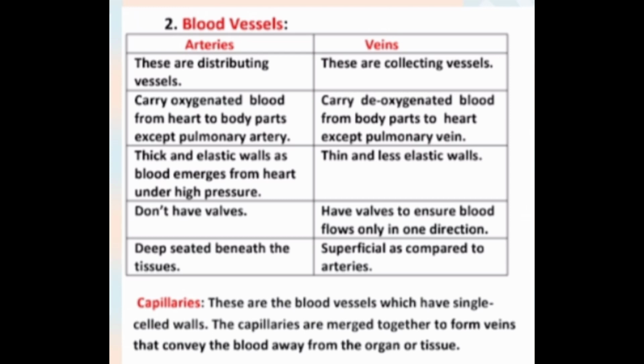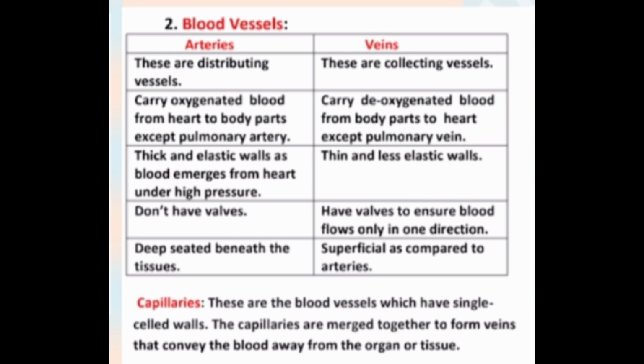Blood vessels are of two types: arteries and veins. Let us discuss their difference. Arteries: these are distributing vessels. Veins: these are collecting vessels. Arteries carry oxygenated blood from the heart to body parts, except the pulmonary artery. Veins carry deoxygenated blood from body parts to the heart, except the pulmonary vein.